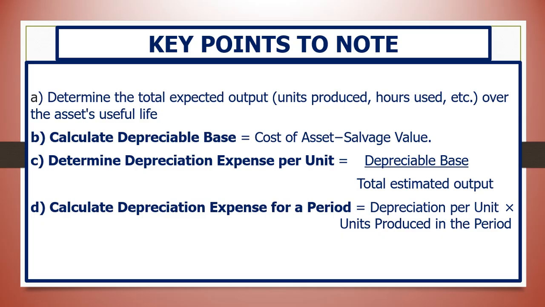And now, of course, after getting the depreciation per unit, we look at the number of units produced in a certain period. Let's assume 15 tons of cement have been produced by a certain machine, then we get 15 tons times the depreciation per ton as computed in note 3, in note C. Actually, this is the easiest method to use.